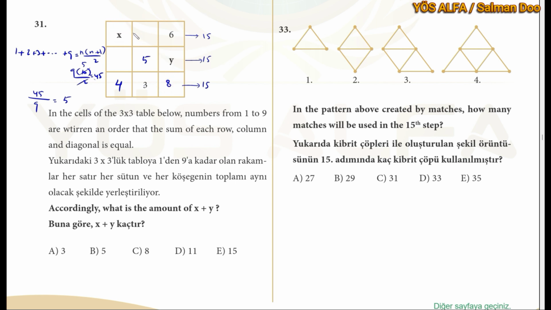So we have the summation 15. Now we have 8 and 6 over here, which is 14. So to have 15 in this column, y is equal to 1. So we have x and y, and the summation of x and y is 3. So the answer is A.